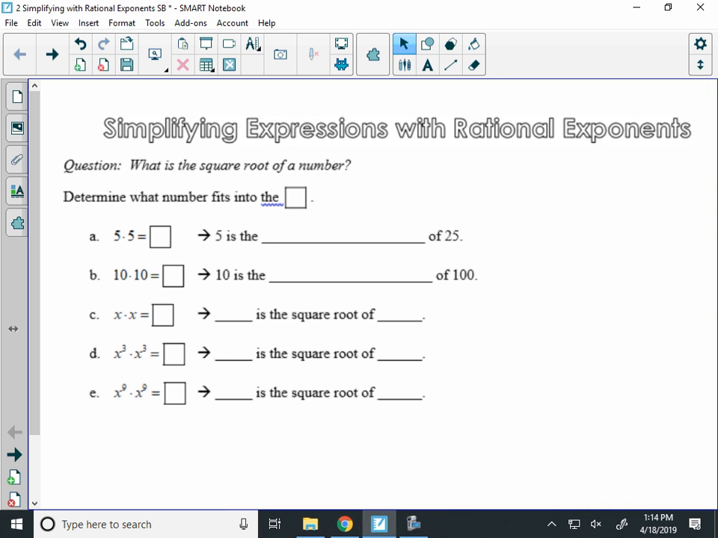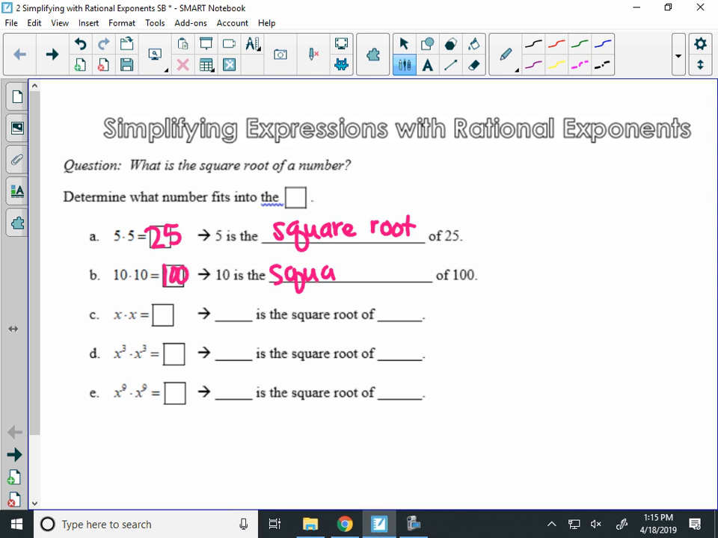5 times 5 equals 25. There you go. So 5 is the square root of 25. I didn't trick you there. 10 times 10 is 100. So 10 is, again, the square root. Nothing you don't know already. So if I have x times x, that equals x squared. So x is the square root of x squared.